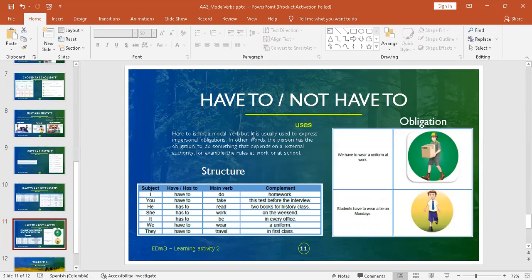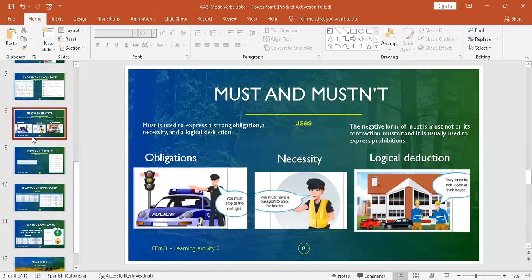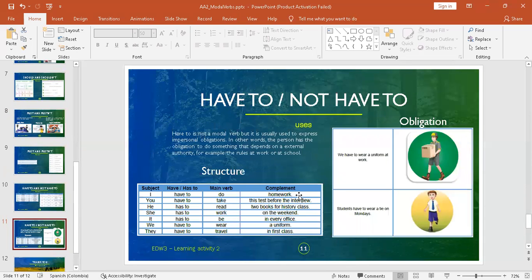Have to is not a modal verb, but it is usually used to express impersonal obligations. In other words, the person has the obligation to do something that depends on an external authority, for example, the rules at work or at school. ¿Cierto? No es totalmente un modal, por eso se dice semimodal, pero se usa para expresar esas obligaciones impersonales. Recuerden que must, y acá es importante, must es una obligación moral, ¿sí? Y esta es una obligación impuesta, digamos.